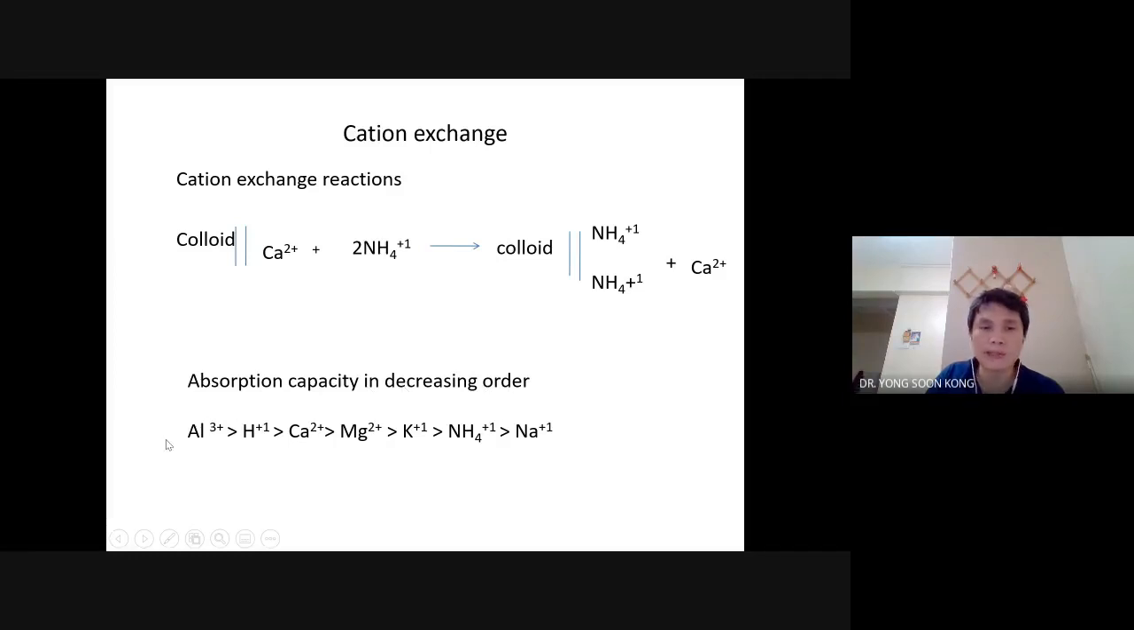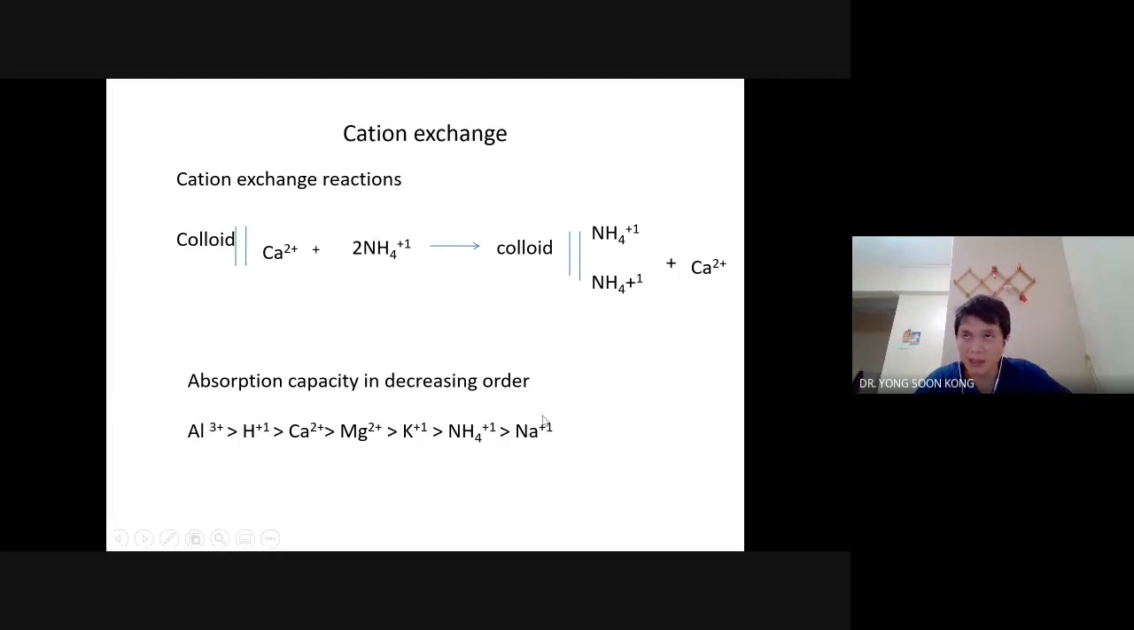Now you can see the most strongly adsorbed is aluminium. The weakest is sodium. Why is this so? Actually, there's a pattern. I'm not sure if you can see the pattern. Those that sit nearer to the left usually have a large charge, 3 plus. And if there is Fe over here, it's probably going to sit somewhere before or after H plus. Because they have very high charge, they can attract very strongly, and that is why they can adsorb. They can have a very high capacity, because they have a lot of these cations that can be adsorbed.